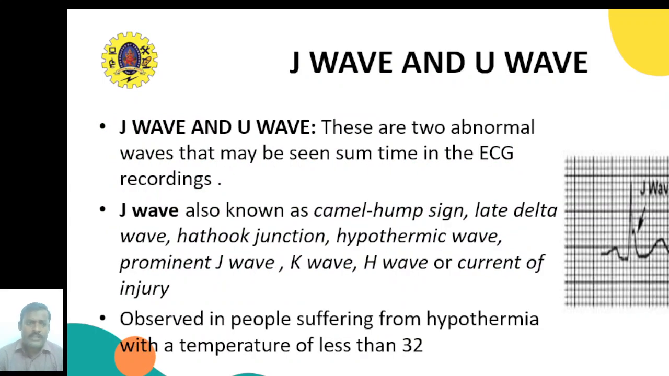J wave and U wave. These are two abnormal waves that may be seen in the ECG in abnormal cases, that is, in patients. Look at this J wave. This is the actual QRS, and after that there is a small variation that is called the J wave. The J wave is also known as the camel hump sign, late delta wave, Hathaway junction, hypothermic wave, prominent J wave, K wave, H wave or current of injury. These are some other names for the J wave. It is observed in people suffering from hypothermia with a temperature less than 30 degrees Celsius.